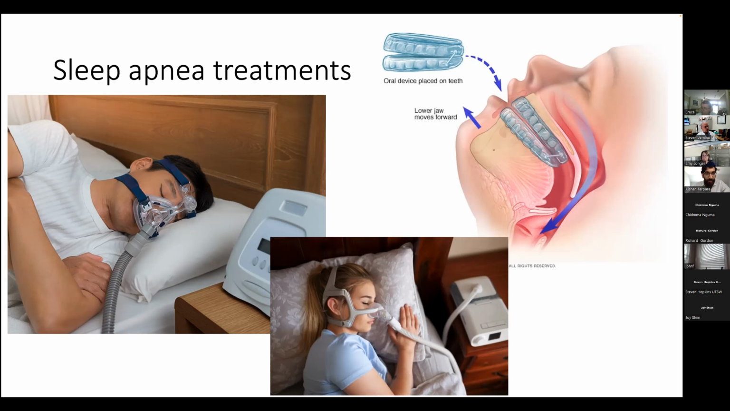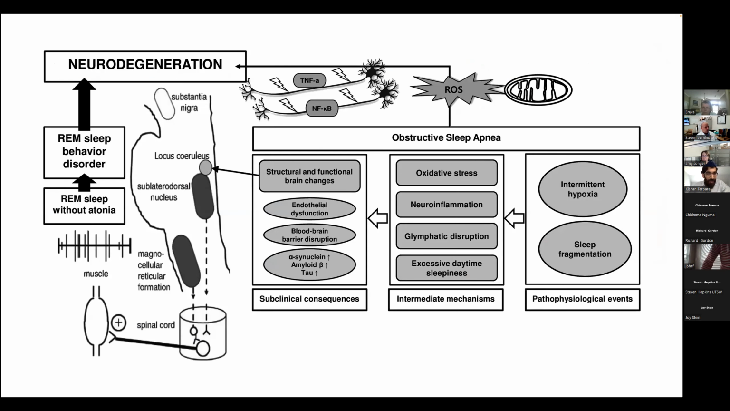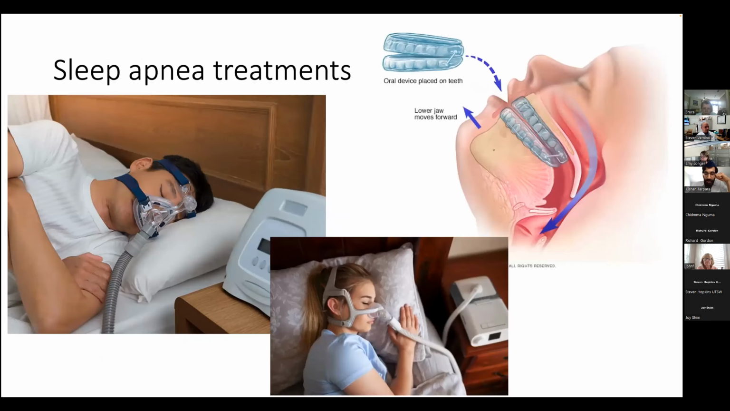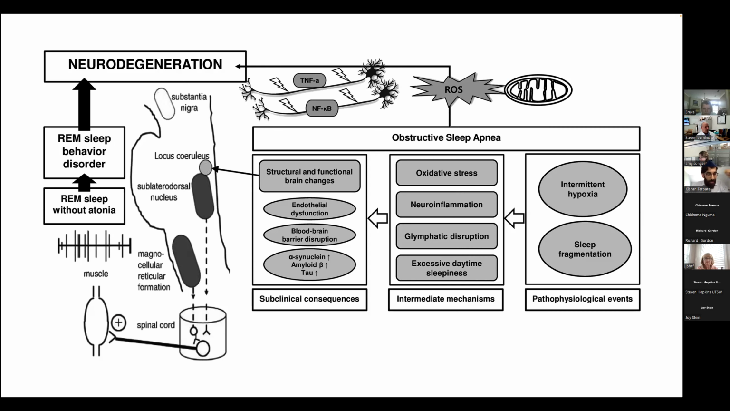I mention this because it goes back to the idea that there's a feedback loop or cycle: untreated sleep apnea can potentially worsen or accelerate neurodegeneration, or the wearing out of the nerves, as seen in MSA. Sleep apnea is a treatable condition, and treating it can definitely improve your quality of life, but could also potentially prolong the duration of your life.